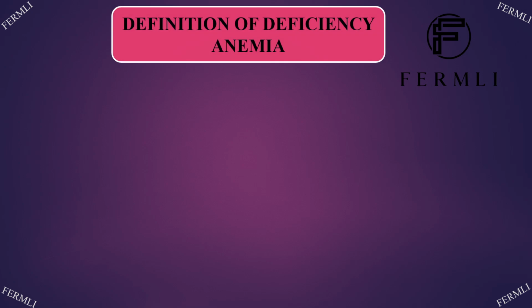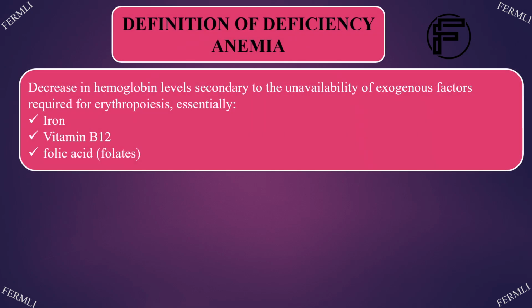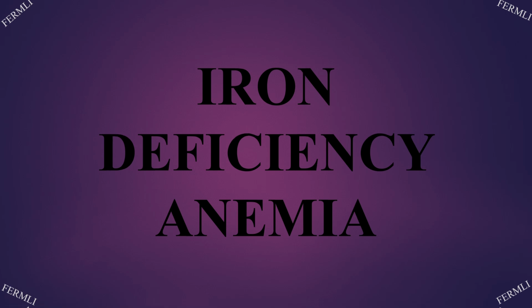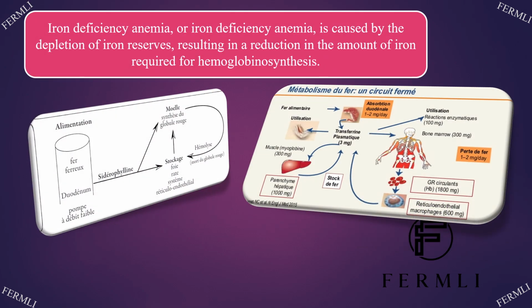Definition of deficiency anemia. Decrease in hemoglobin levels secondary to the unavailability of exogenous factors required for erythropoiesis, essentially iron, vitamin B12, folic acid, folates. Iron deficiency anemia is caused by the depletion of iron reserves, resulting in a reduction in the amount of iron required for hemoglobin synthesis.